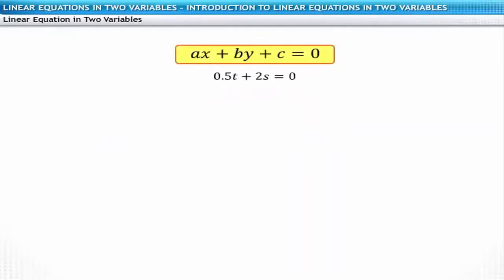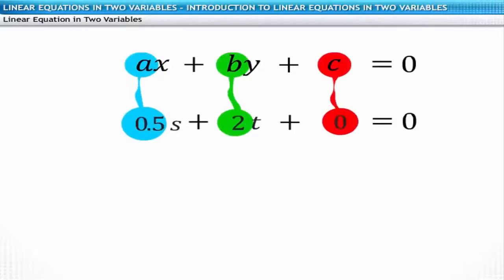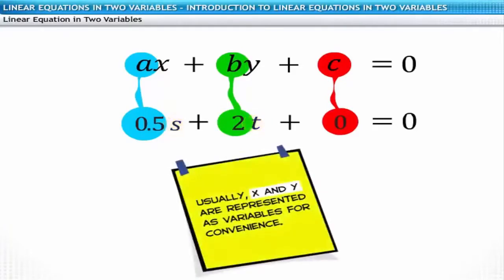Now see this equation. Can we say that this equation is a linear equation in two variables? Of course, yes. Let's see how. Compare this equation to the standard form. Now you can observe that the equation is a linear equation in two variables, s and t, where a is equal to 0.5, b is equal to 2, and c is equal to 0. From this example, we can observe that the variables are s and t. Usually, x and y are represented as variables for convenience.